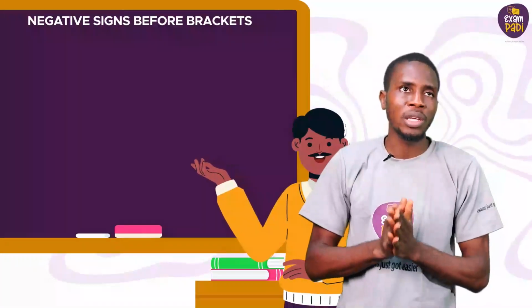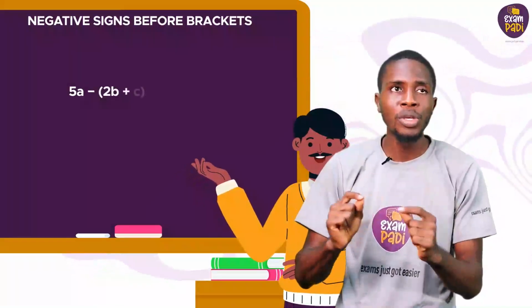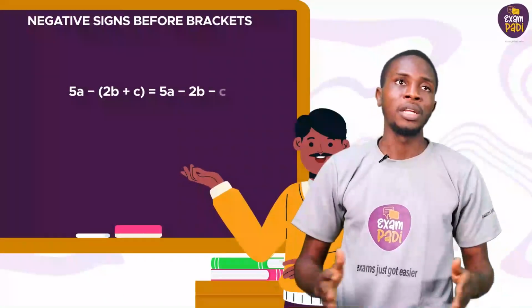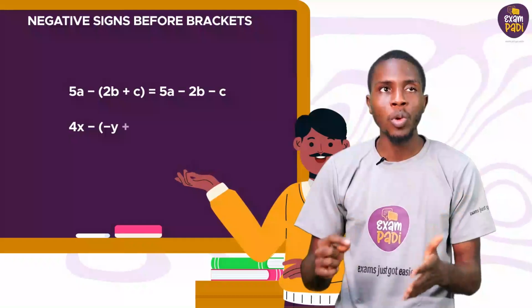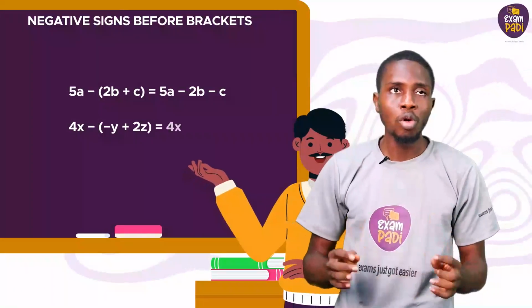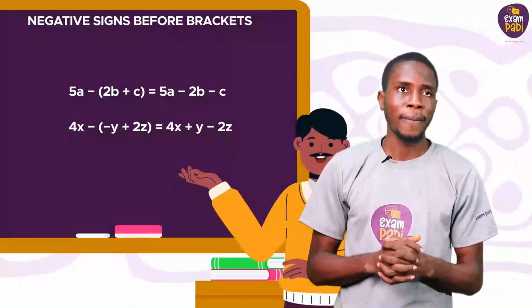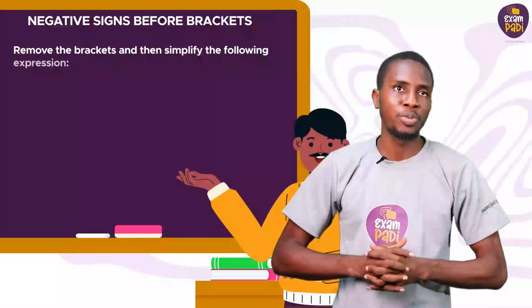Here are some typical examples. 5a minus (2b plus c) equals 5a minus 2b minus c. 4x minus (minus y plus 2z) equals 4x plus y minus 2z. Remove the brackets and then simplify the following expression.